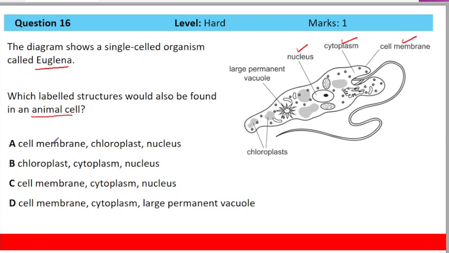Option A: cell membrane, yes. Chloroplast, no. Nucleus, yes. So A is not the correct option. Option B: chloroplast, no. Cytoplasm, yes. Nucleus, yes. So B is also not correct. Option C: cell membrane, yes. Cytoplasm, yes. Nucleus, yes. So C is the correct option.